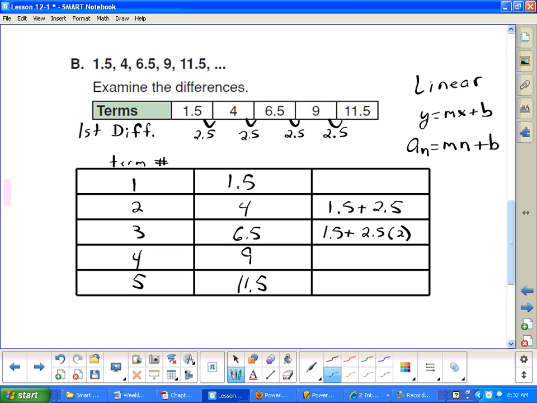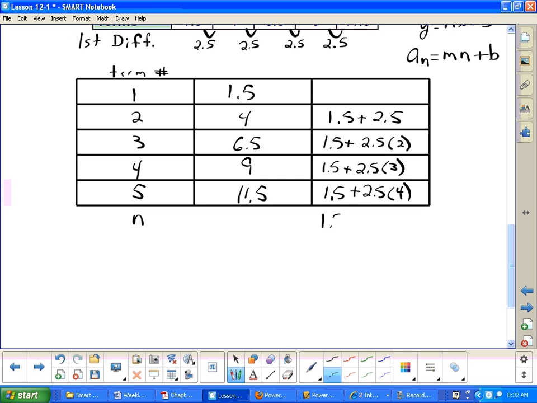To get to 9, what did we do? Add it again, right? So it would be 1.5 plus 2.5 times 3. And then so on, right? So we need to find the nth term then. So find the nth term.